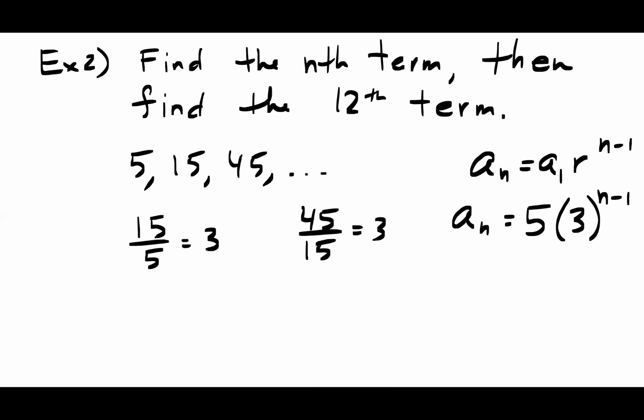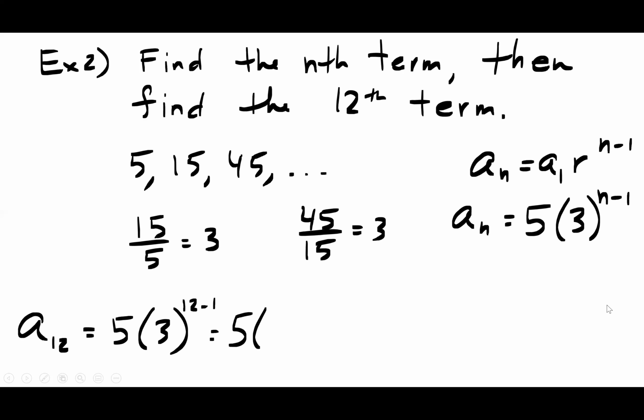What I want to do is find the 12th term. So let's go with it. A sub 12 of this particular sequence is 5 times 3 to the 12 minus 1, which is just 11. If you can get out your calculators, unless you want to multiply 3 times 3 times 3, 11 times, that wouldn't be fun. Just do 3 to the 11th power on your calculator. I want to know what that is.